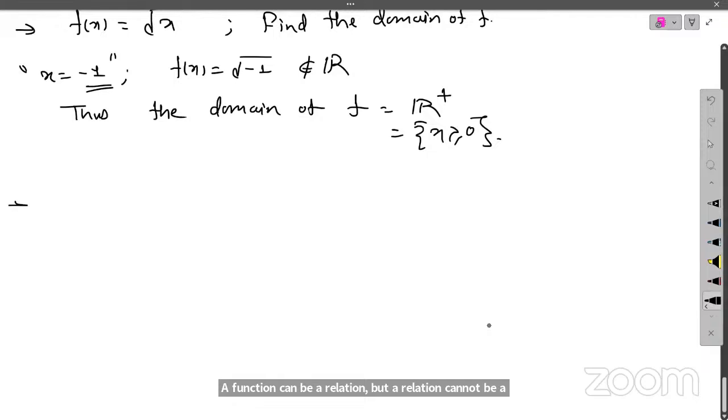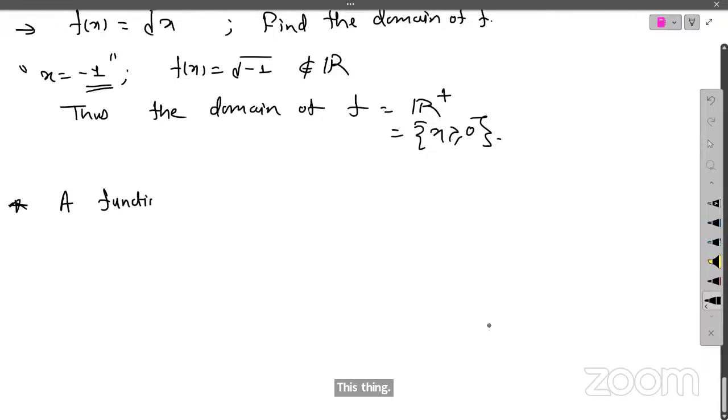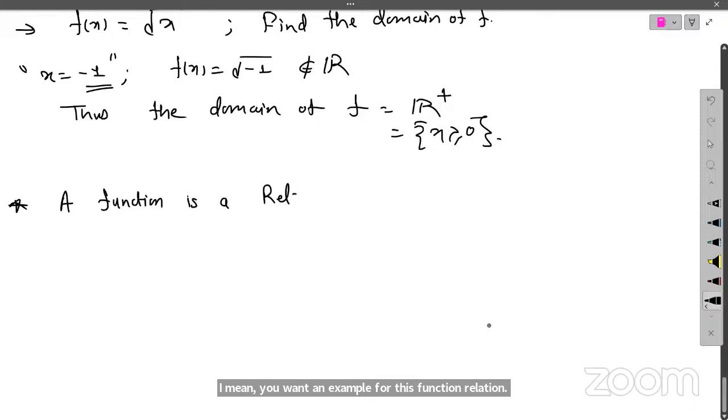I see. And I have trouble understanding the concept of relation. Can you give one example, like a real-life example, that will make it easier to understand? You want an example for this concept, function and relation? Yes, exactly. Okay, so a function is a relation, but not conversely.